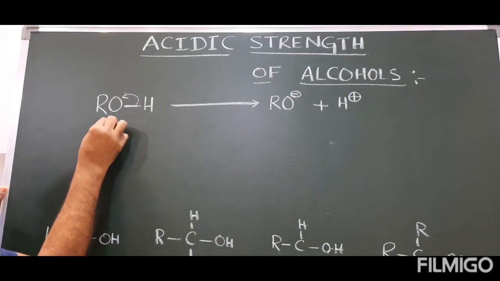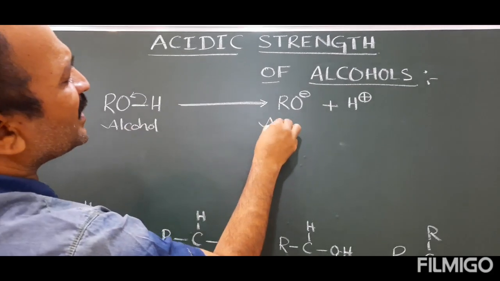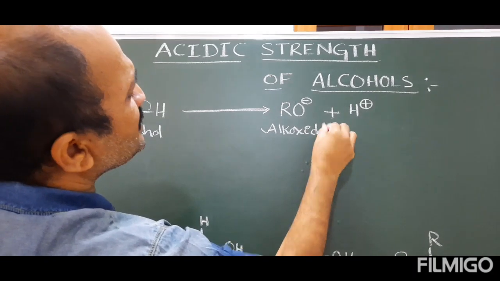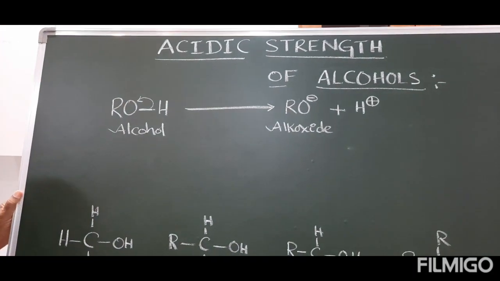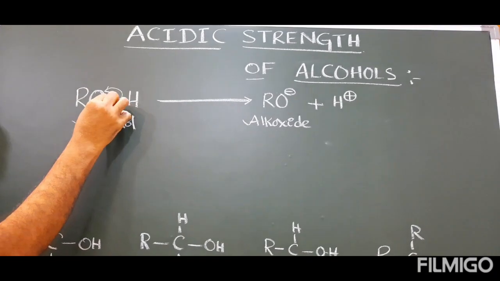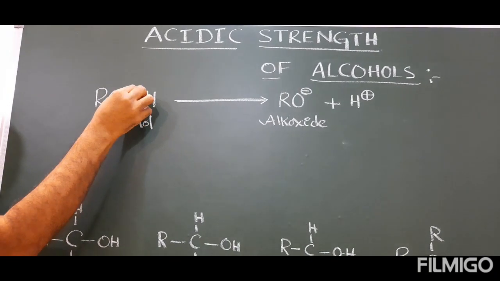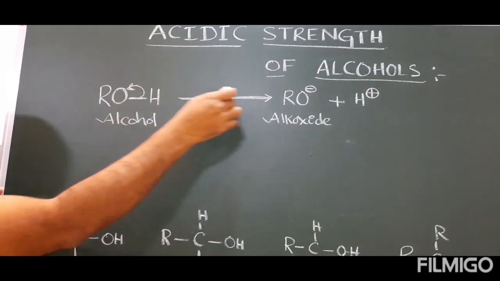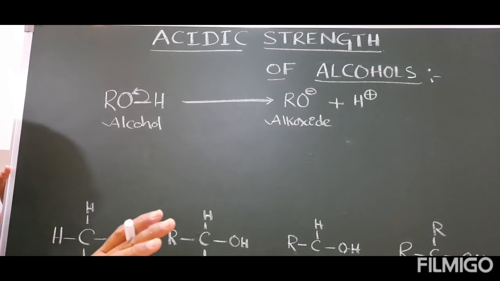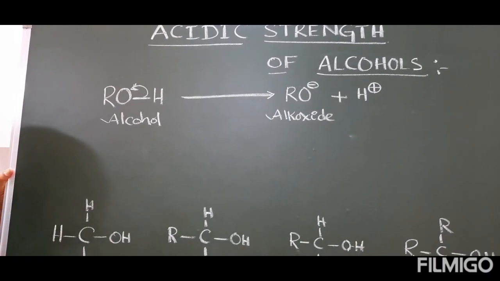Here this is the alcohol and this is the alkoxide. Students, if you observe, this oxygen is more electronegative and this bond is more polar. As a result, oxygen drags the electron density and liberates the H plus. The substances which liberate the H plus will act as an acid. But alcohols are weak acids.